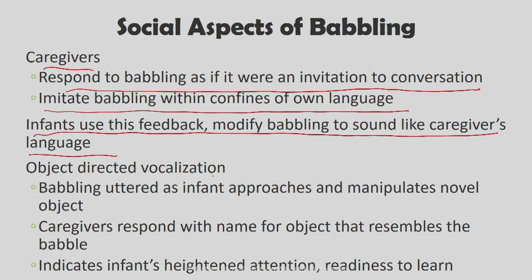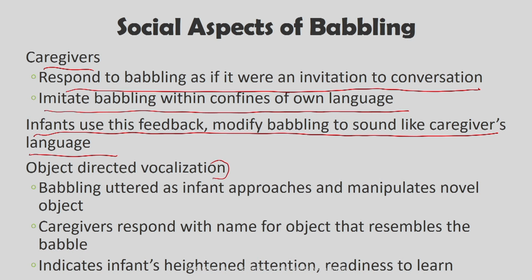Now, there is something called object directed vocalization. When the caregiver or the parent is speaking to the infant, they show the infant particular objects and speak the name of the object in the same babbling language of the infant. So, object directed vocalization is babbling uttered as the infant approaches and manipulates a novel object. Parents respond by naming the object.